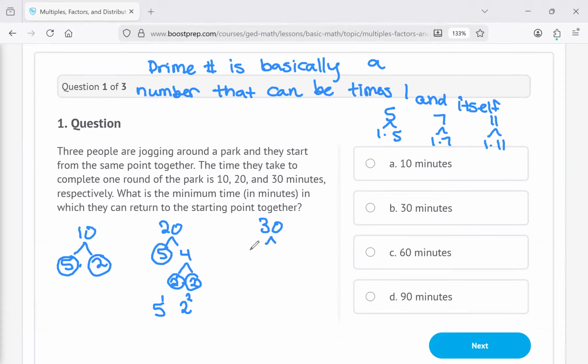Now do the same thing with 30. What two numbers multiply to 30? You can do 6 and 5. 5 is prime, 6 is not. It can be broken down as 3 and 2.